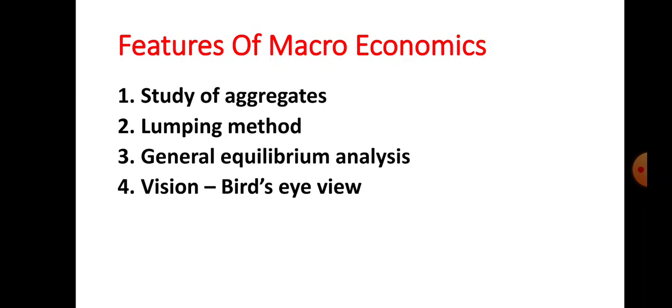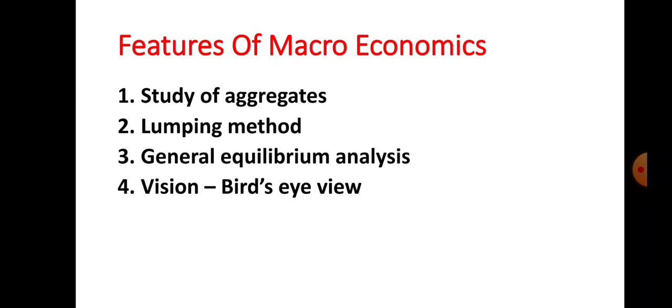Second feature of macroeconomics, that is lumping method. That is a methodology of macroeconomics. Macroeconomics uses lumping method. It means the entire economy is divided into big lumps, or you can say into sectors, for the study of aggregates. That is known as a lumping method.